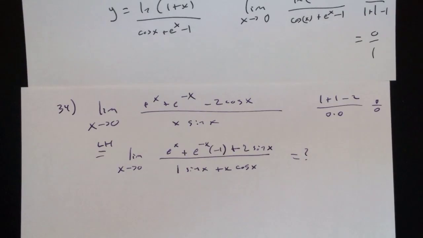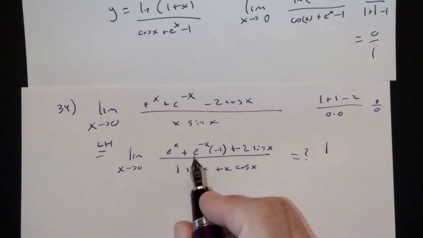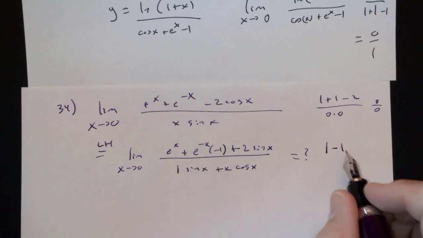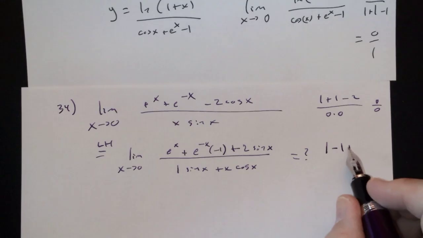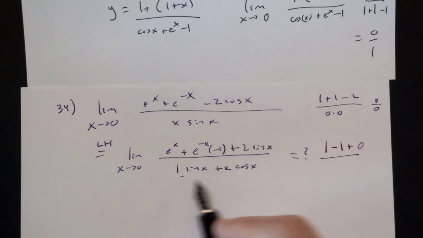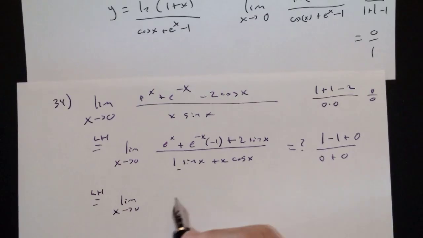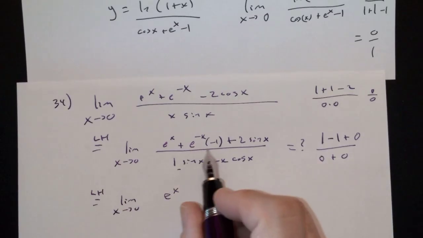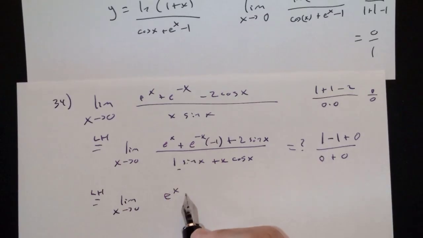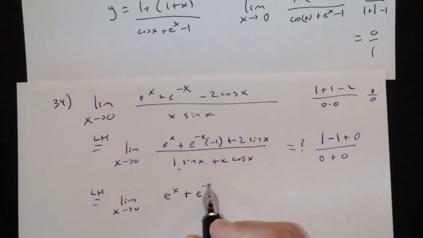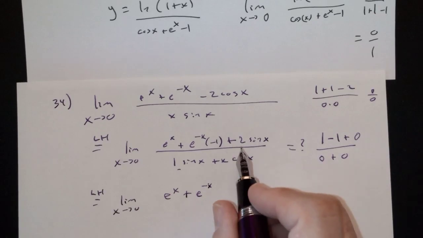Okay, e to the 0 is 1. Minus e to the 0 is 1, plus 2 times 0, over 0 plus 0 times 1. It's still 0 over 0. Do it again. There's a minus here. When I do the chain rule, I'm going to get another minus, so I'm back to plus.